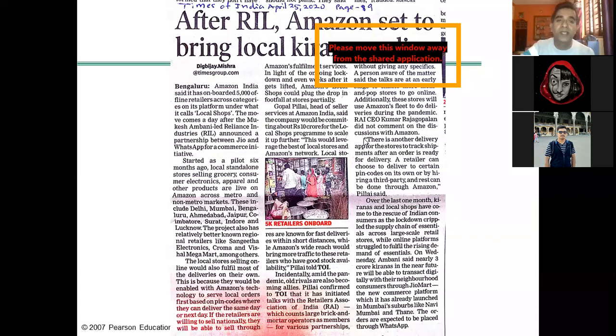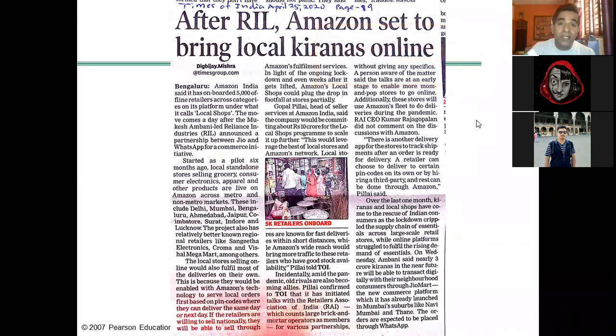Okay, so I'll just explain. What is the present business model Amazon is using in India? Amazon has vendors on its website. When we place an order, we place the order with the retailer, that is Amazon, and then Amazon places the order with the supplier or vendor.